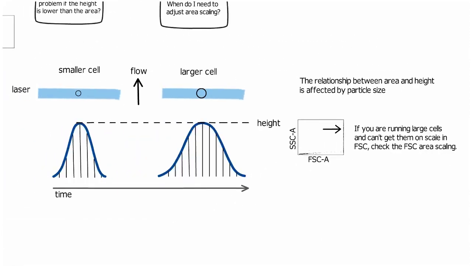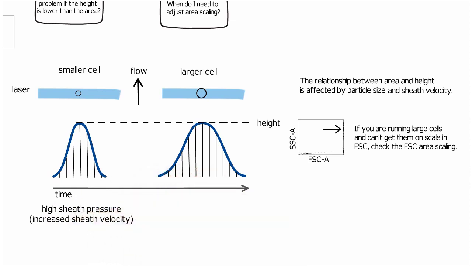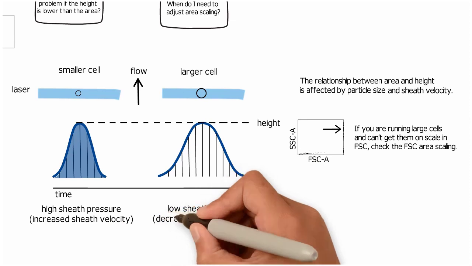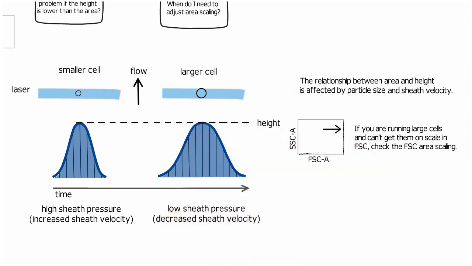Another factor that influences area scaling is sheath velocity. The sheath velocity can be changed on a cell sorter with variable sheath pressure. At high sheath pressure, a cell will pass quickly through the laser. At a lower sheath pressure, the same cell takes longer to cross the laser, resulting in a larger area signal.